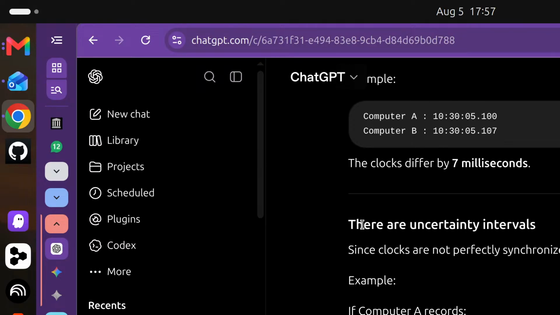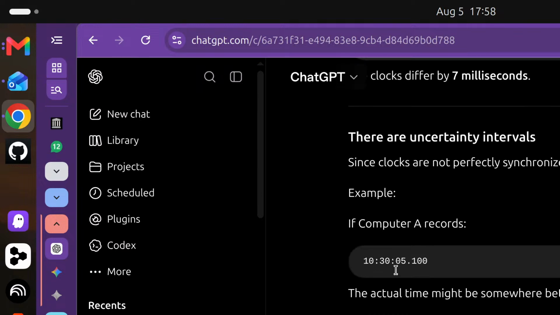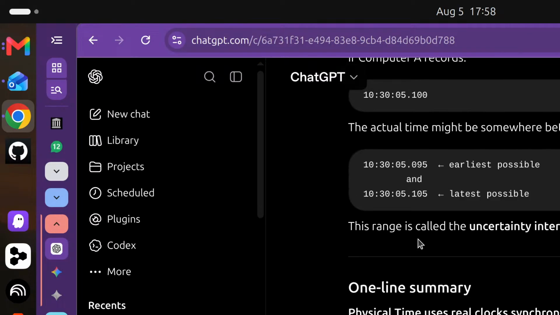So there are uncertainty intervals. Since clocks are not perfectly synchronized, there is always a small uncertainty. For example, if computer A records an event at 10:30, the actual time might be somewhere between the earliest and latest possible. This range is called the uncertainty interval. Physical time uses a real clock synchronized by NTP, but because it is never perfect, every timestamp has a small uncertainty interval.